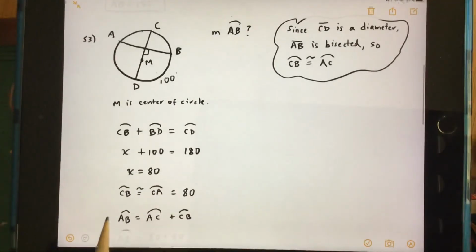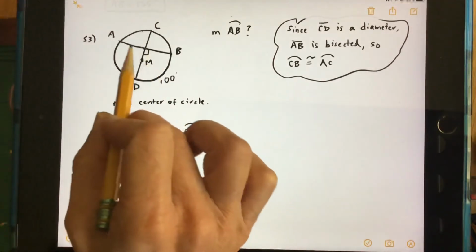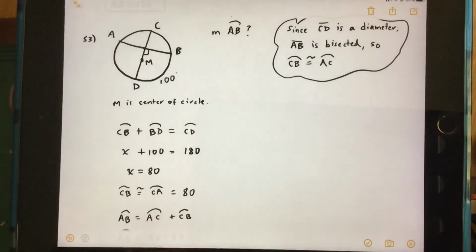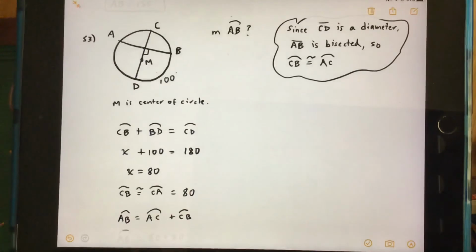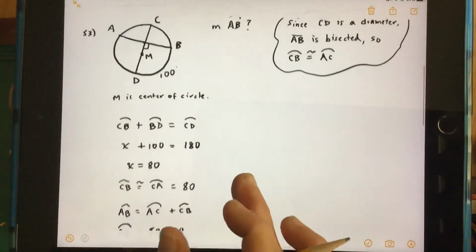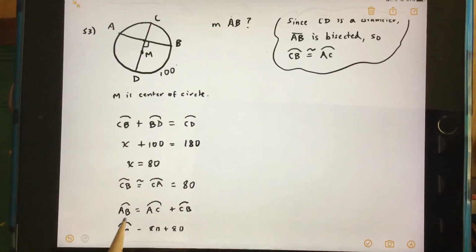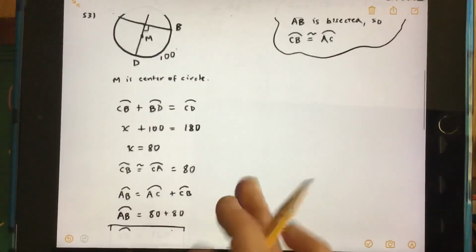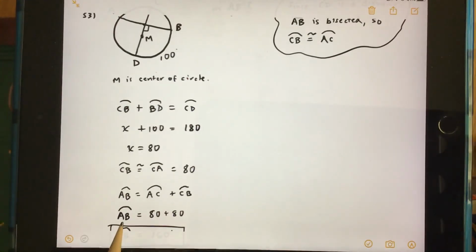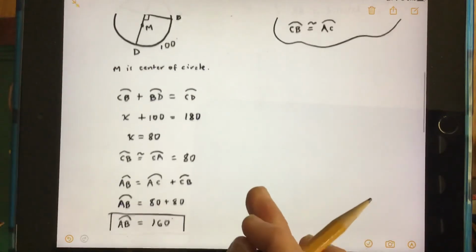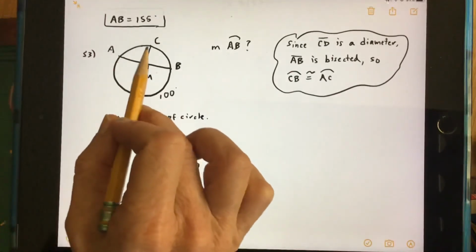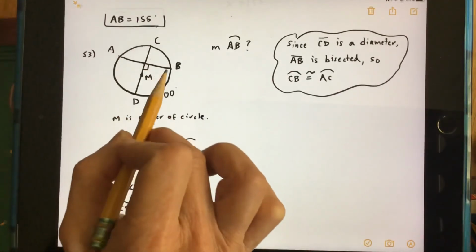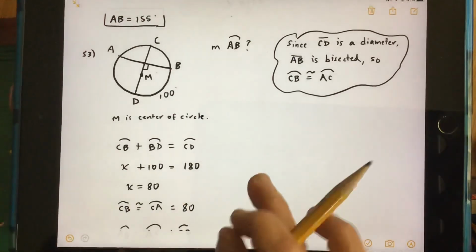The next step is that we're going to notice that CB is congruent to CA because these two segments of the chord are congruent because they're bisected. So therefore, those corresponding arcs, CB and CA, must also be congruent. So they're both 80 degrees. When we add those two arcs together, AB, which is equal to AC plus CB, we're going to find out that AB, the arc we are looking for, is equal to 80 plus 80, which is 160 degrees. So let's take a look back here. 80 plus 80 is equal to 160 degrees for arc AB.